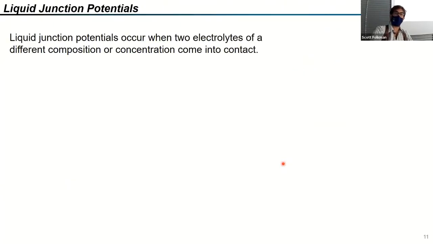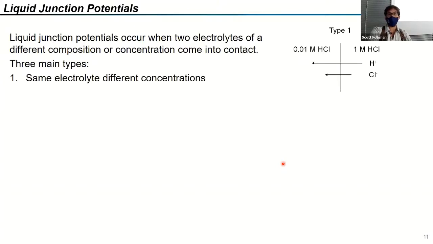Moving on, the next topic is liquid junction potentials. Now, this is something that occurs, and typically we try to minimize it in electrochemistry. So a liquid junction potential is actually a chemical potential that occurs when two electrolytes of different composition or different concentration come into contact.